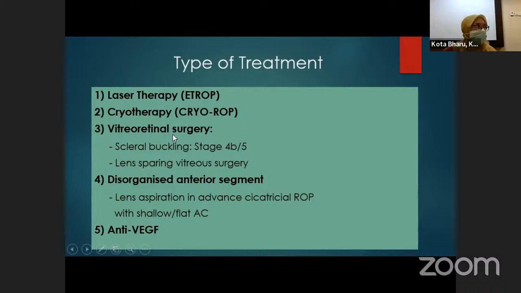For vitreoretinal surgery, scleral buckle, we do it for ROP stage 4B or 5, or lens sparing vitreous surgery. For the disorganized anterior segment, lens aspiration in an advanced cicatricial ROP with shallow or flat anterior chamber. And the last one is anti-vascular endothelial growth factor.